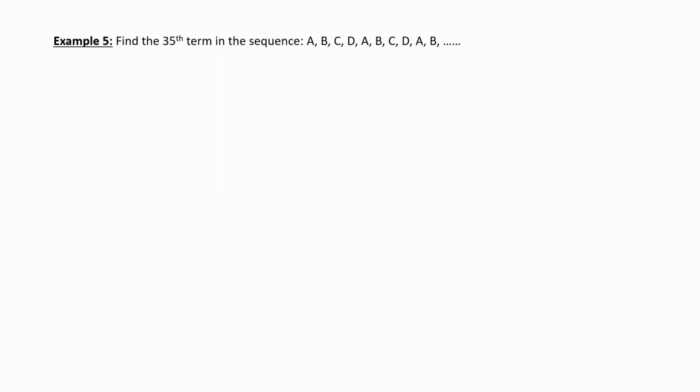Example 5. Find the 35th term in the sequence A, B, C, D, A, B, C, D, A, B, etc. To figure out the 35th term, what we want to do is analyze the sequence. When does it repeat? We see that it repeats after 4. So every fourth, it's going to repeat. 1, 2, 3, 4. Then 5, 6, 7, 8, it repeats. Then 9, 10, 11, 12, it'll repeat.